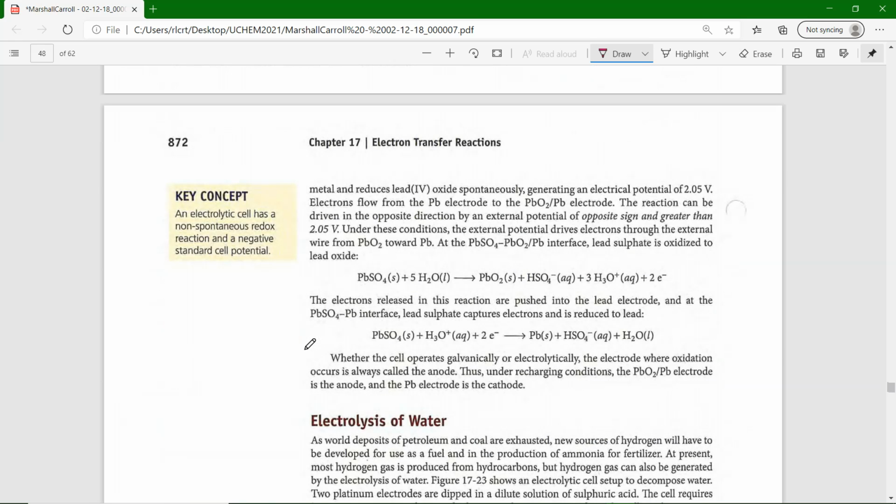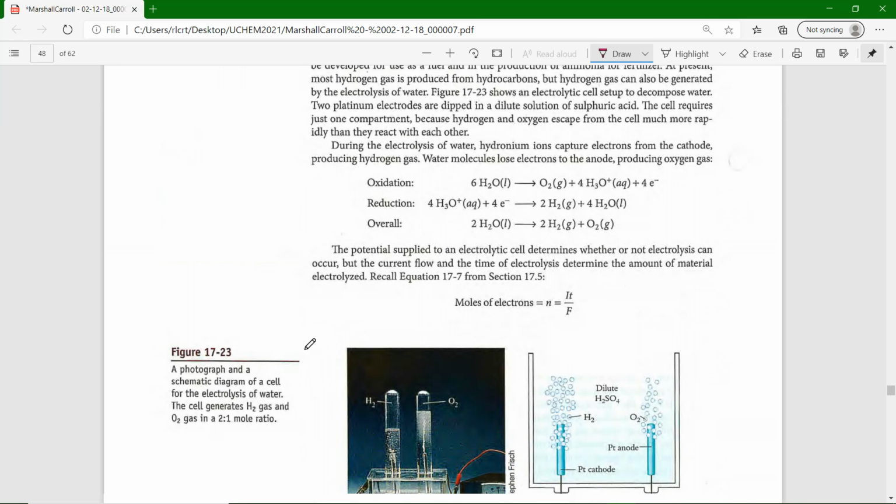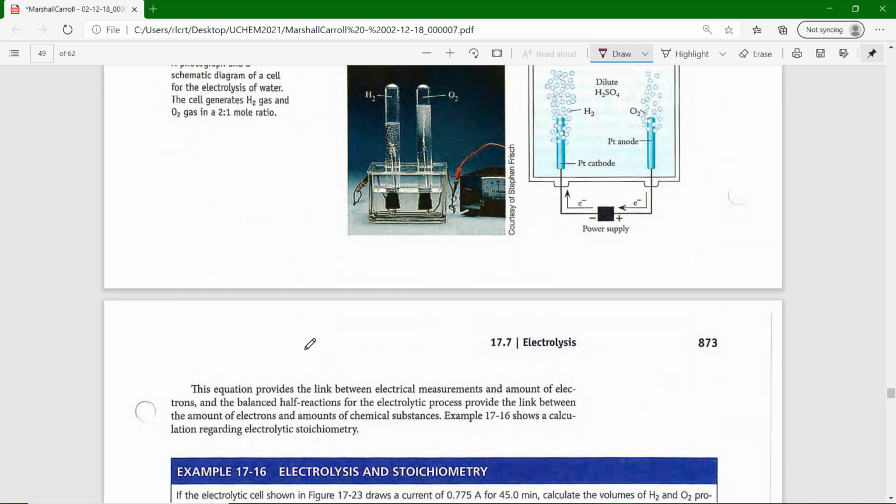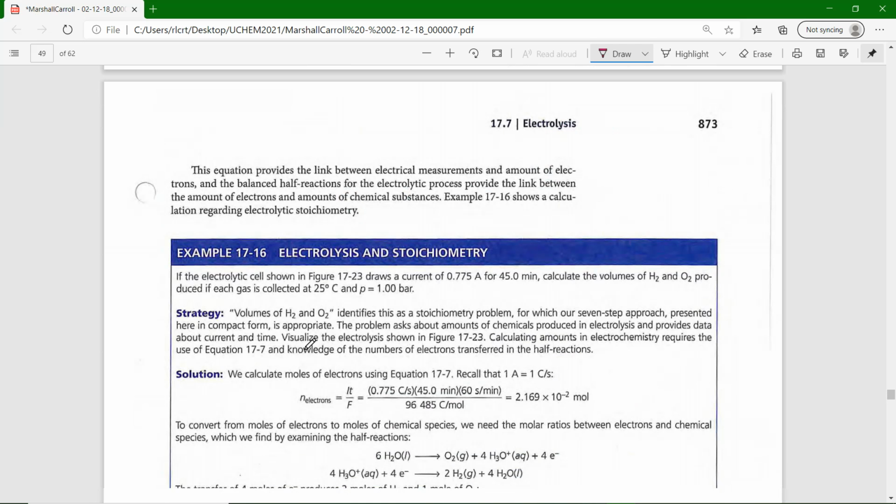Okay, so the external voltage supplied has to be of opposite sign to the non-spontaneous process as written left to right, and at least equal to, actually not equal to, it has to be greater than, so you can push electrons in the other direction. Okay, here we see the electrolysis of water, hydrogen and oxygen bubbling out.